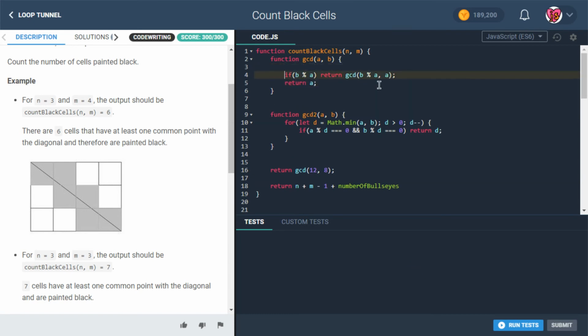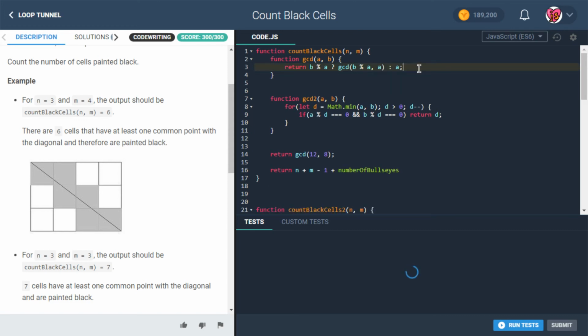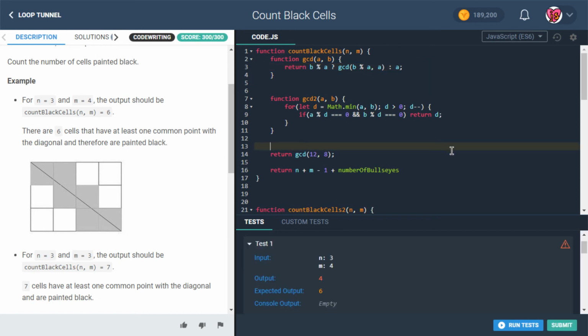In fact, we could also just do something like this. Return B mod A, do a little ternary, right? And say GCD of B mod A and A, or A. Just do something like that. So now it's really getting efficient. It is taking quite a long time to load that up, think of the answer, but yeah, okay, still giving us 4. Let's see if this one's going to give us 4.